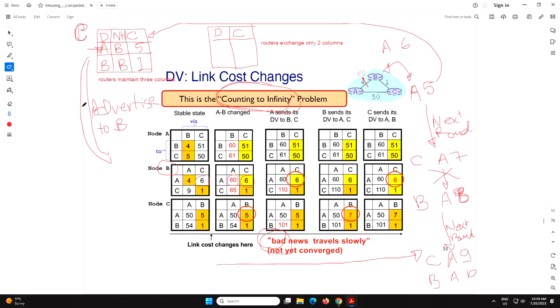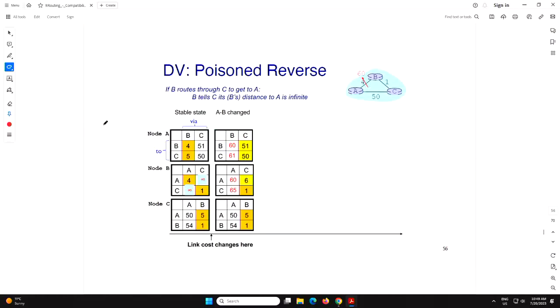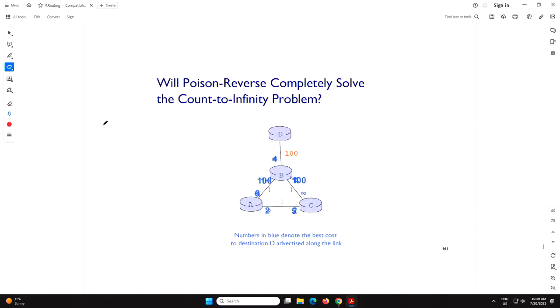Okay, so if you do Poisson reverse, it means that if C has learned this cost from B, right? Of course, it has learned this cost from B. That's why B is the next hop, right? Then it should not forward that to B. That's Poisson reverse. That's all it is, and then you can go back and trace it.